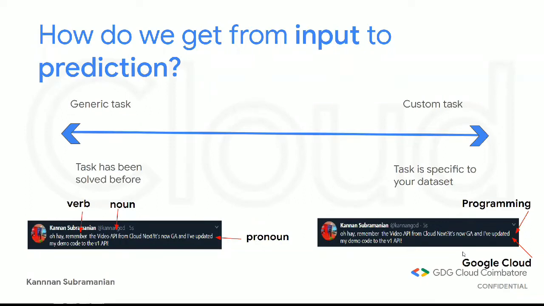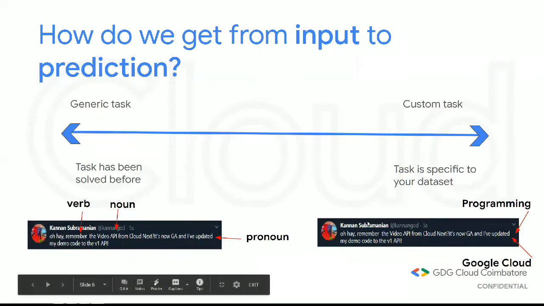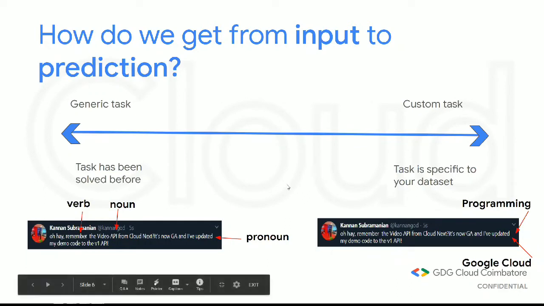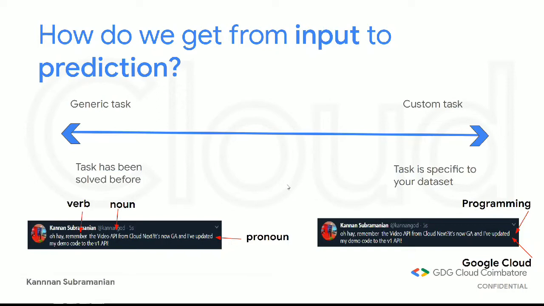I'm going to train my model on thousands of tweets. If I want to achieve this, the main thing is that I want my model to know that a tweet is about programming, and more specifically about Google Cloud. So I'm going to need to train my model on thousands of tweets, each of them generating these kinds of predictions.